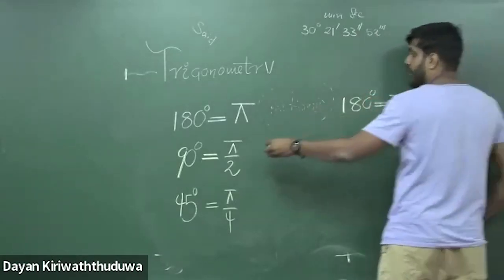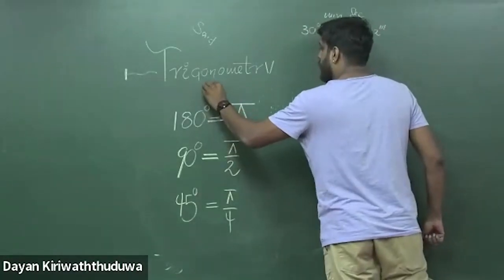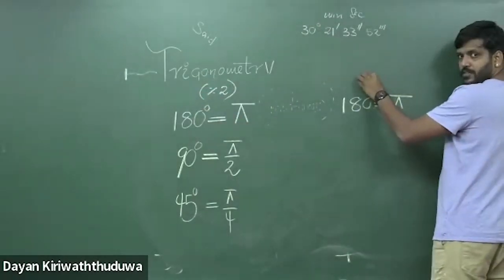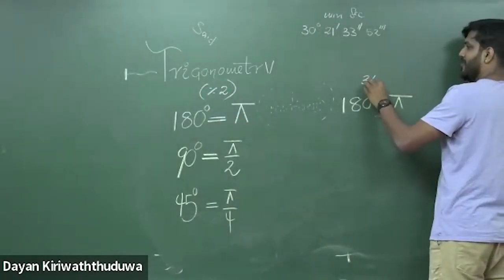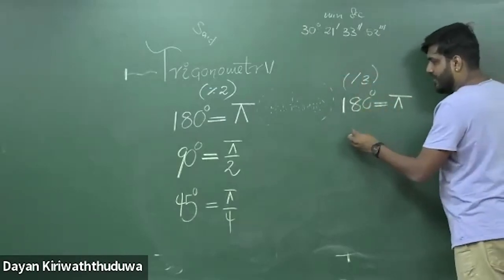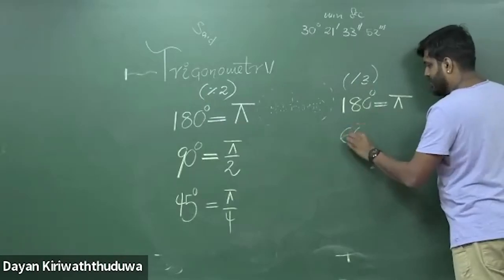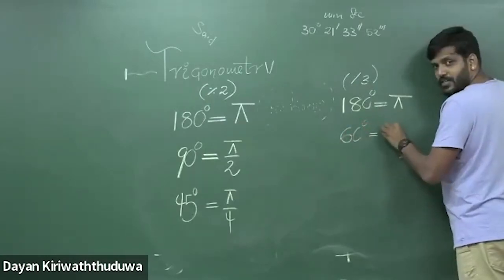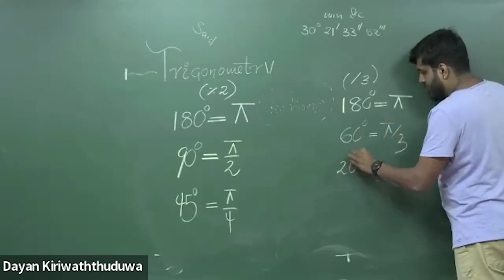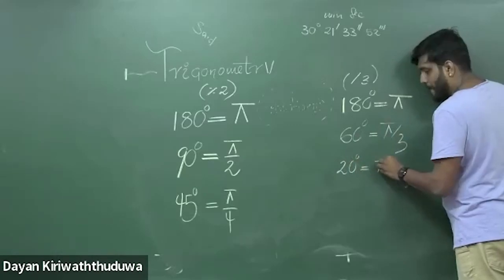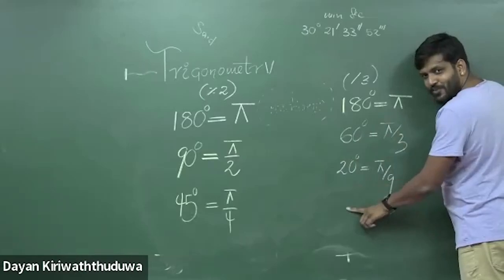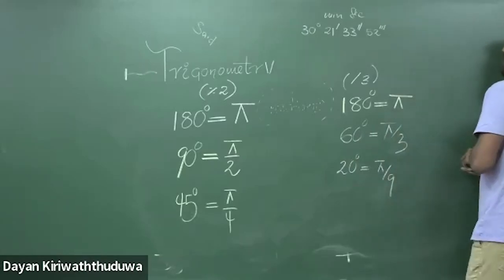Now I am dividing. This is divided by what? Divided by 2. Now I am going to divide by 3. So 180 divided by 3, what is that? 60. So this should be pi over 3. Divide by 3 again, 20. This is pi over 9. Can you divide this by 3 to a beautiful number? No. Right?